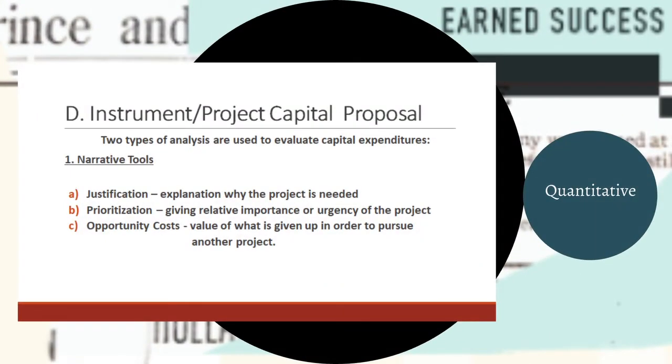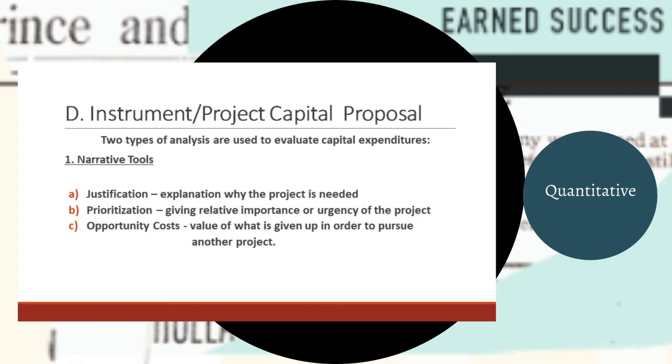Also, a project capital proposal is needed to evaluate capital expenditure, and there are two types of analysis that you can use. One is narrative and the other is quantitative. When using narrative tools, you can use justification, prioritization, or opportunity cost. In justification, the manager must explain why the project is needed, how it will benefit the laboratory, and why it should be considered over competing projects.